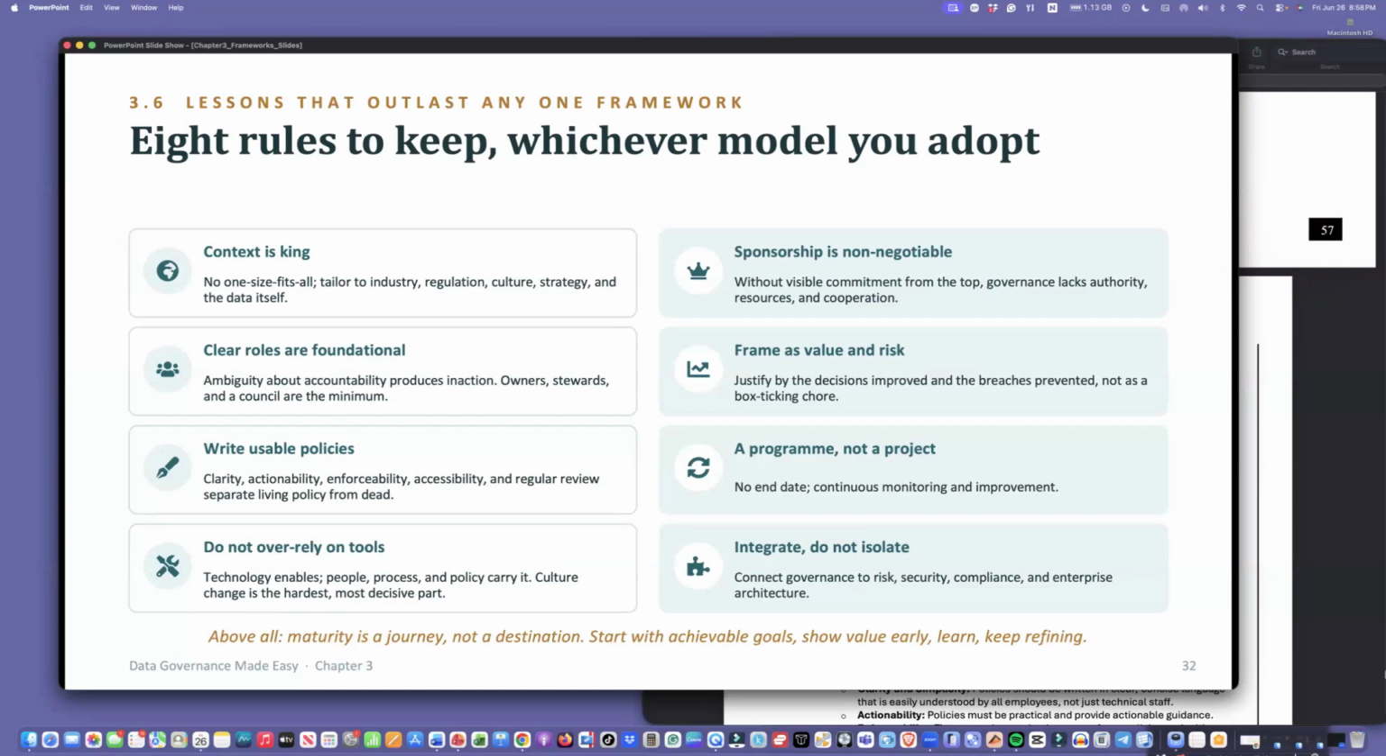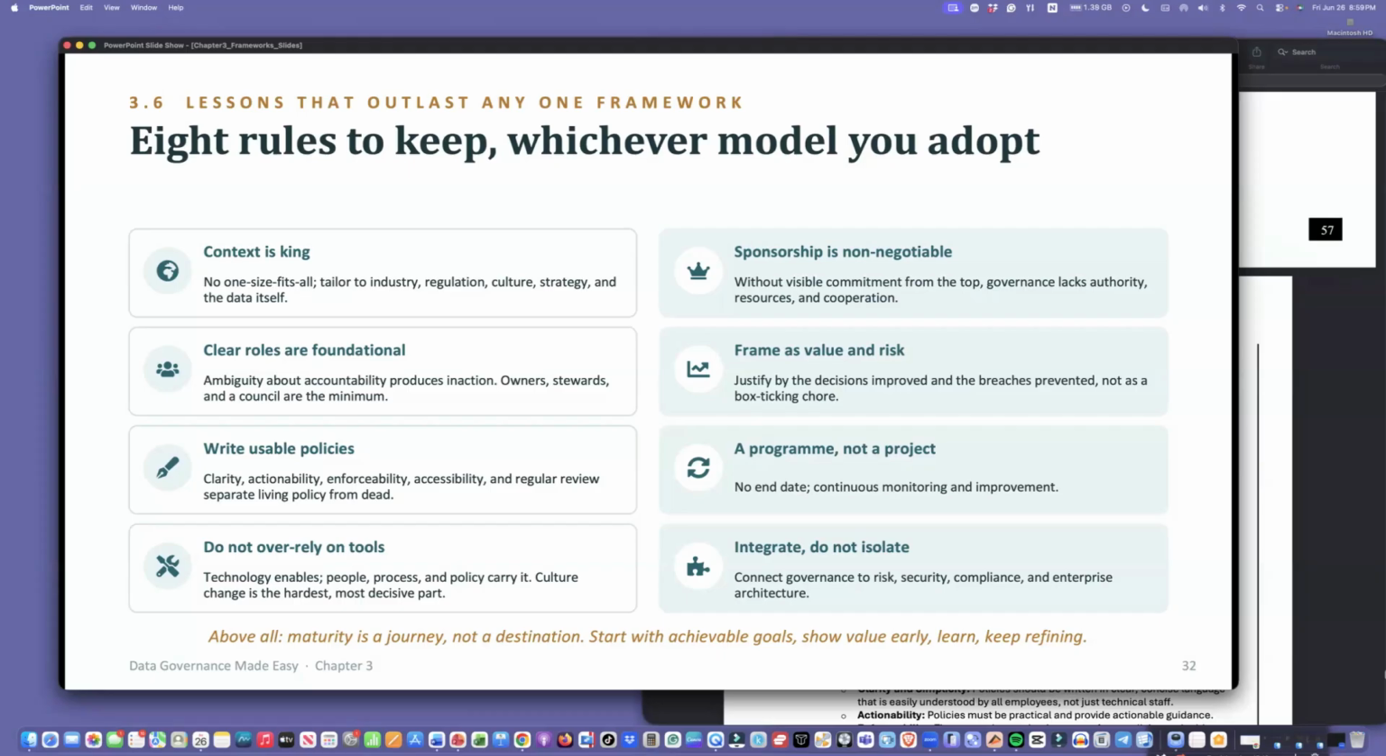You have to follow. Frame as value and risk. Justify the decisions for data governance by communicating the value and the risks involved. If we don't do it, the risk of breaches is going to be a big issue. If we do it well, our decisions are improved, our processes are improved, and our performance to the patient is also going to be improved. So sell the value and the risk involved. Don't go and sell fear.